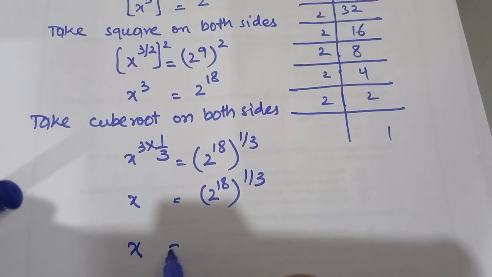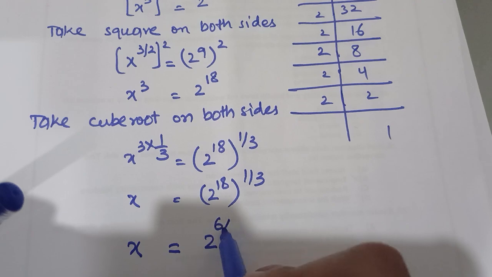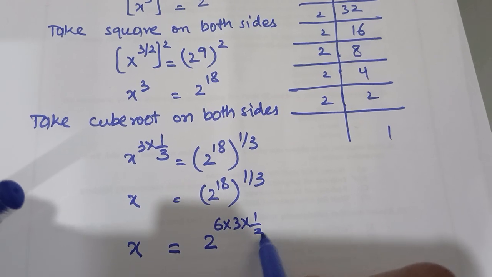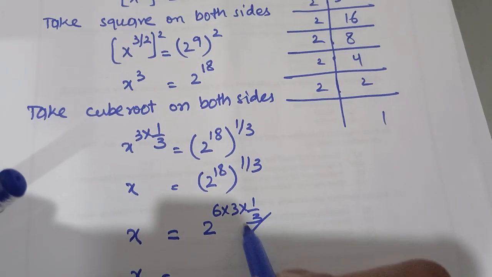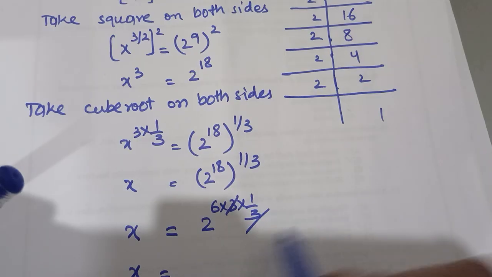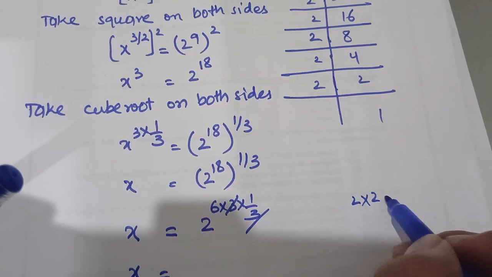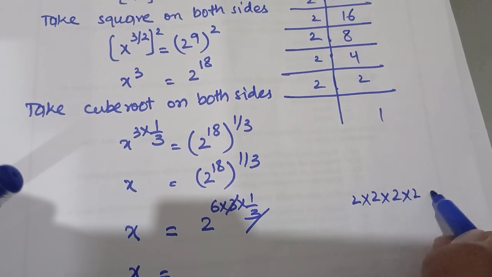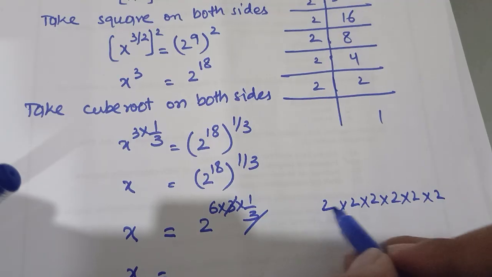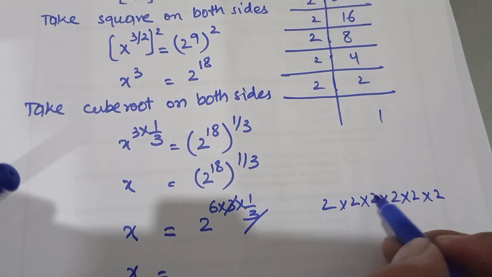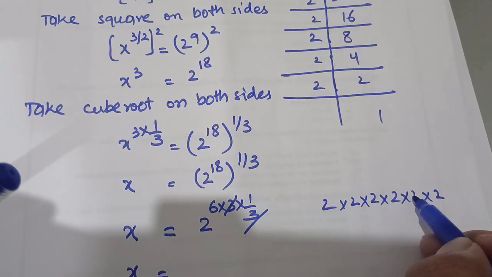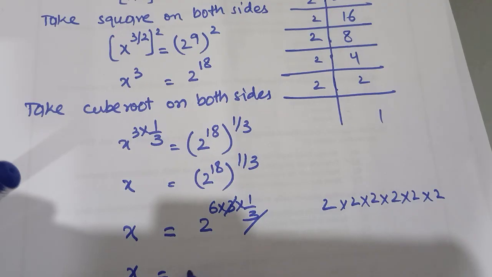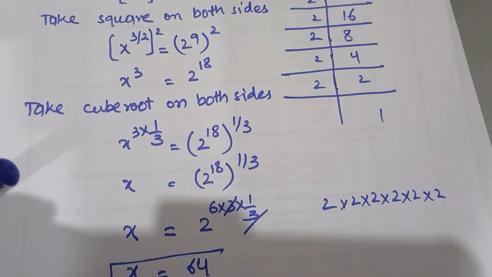Similarly, x we can write as 2 raised to the power 6 into 3 into 1 by 3. So 3 will be cancelled, 2 raised to the power 6. We can write 2 multiplied by 2 multiplied by 2 multiplied by 2 multiplied by 2 multiplied by 2: 2 2s are 4, 4 2s are 8, 8 2s are 16, 16 2s are 32, and 32 into 2 is 64. So this is the right answer.